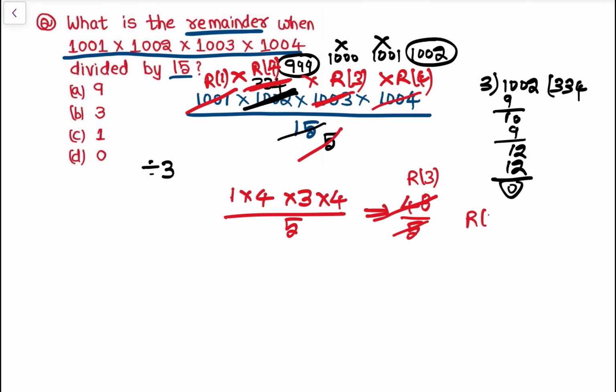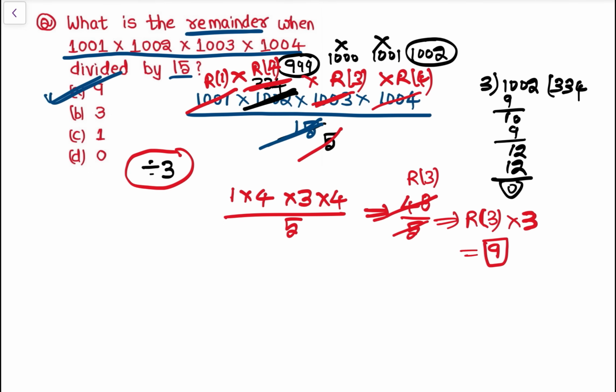So overall remainder 3 नहीं है, क्योंकि ये डिवाइड बाई 3 इसको भी तो मल्टीप्लाई करना है. So 3 into 3, so that is remainder 9. So remainder 9, option A is the correct answer. सो 15 से डिवाइड किया तो रिमाइंडर 9 तो हो ही सकता है. So remainder 9 is the correct answer.